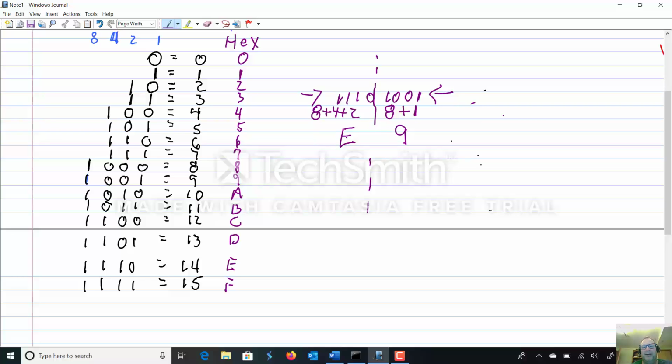I hope this is making sense for you guys. And that's how you can convert a byte of information into a hexadecimal value. Because you got to keep in mind what you're trying to do here. You're trying to efficiently display a byte.